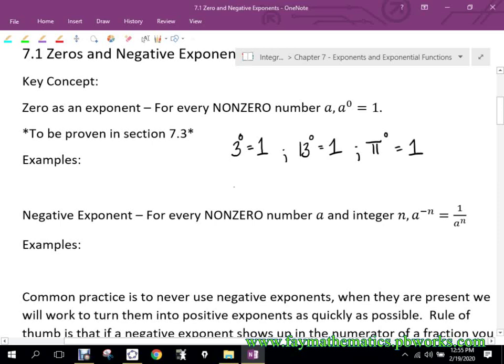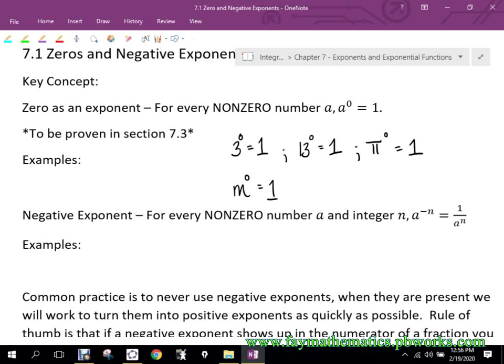Because it can be any number, let's say I just call it m. M raised to the 0 power will give you 1 back. Anything that is non-zero raised to the 0 power is going to give me 1 back.